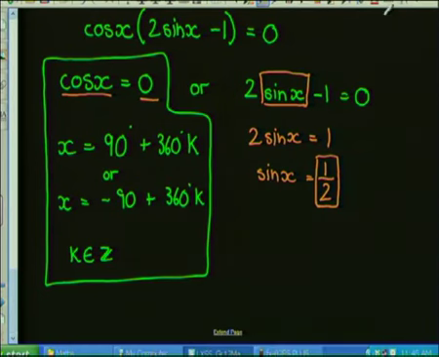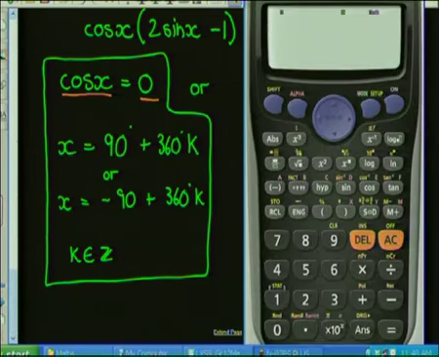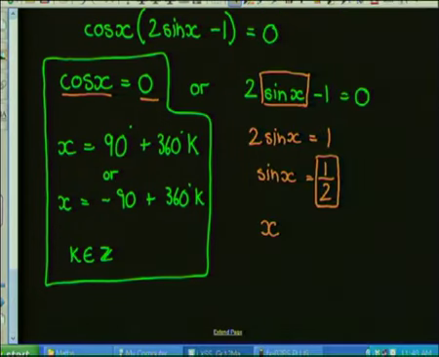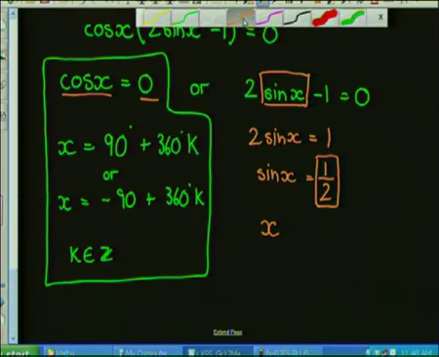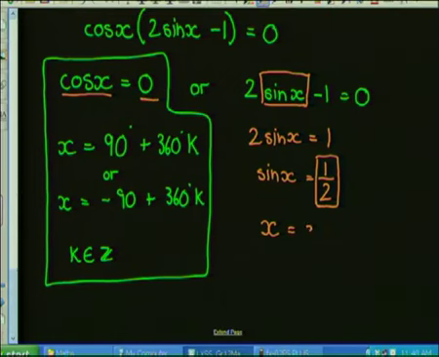We proceed now by finding the value of x. So we go to our calculator and we will press shift sine, and we put our value of a half in, and we get 30 degrees. So now we know that x is going to be equal to 30 degrees, and that's my reference angle, plus k times 360 degrees.